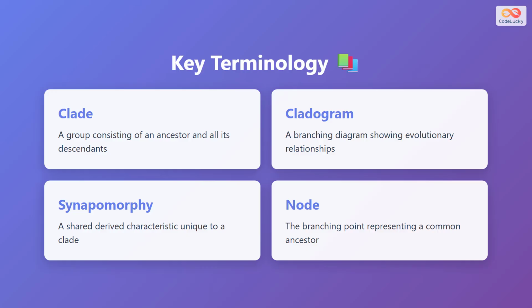To understand cladistics, we need to learn four essential terms. First, a clade is a group consisting of an ancestor and all of its descendants, representing a complete branch of the evolutionary tree. Second, a cladogram is a branching diagram that visually shows these evolutionary relationships. Third, a synapomorphy is a shared derived characteristic that is unique to a particular clade, helping to define that group. Finally, a node is the branching point on a cladogram, representing the location of a common ancestor where different lineages split apart.